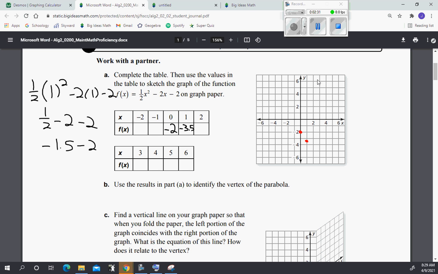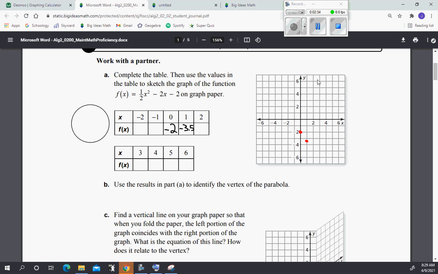Okay. And then let's go to +2. I like to stay with the positives first. 1/2 times 2 squared minus 2 times 2 minus 2. A lot of 2's, holy cow. 2 squared is 4, 1/2 of 4 is 2. Minus 4, minus 2. 2 minus 4 is -2, minus 2 more is -4. So when x is at 2, f of x is at -4.